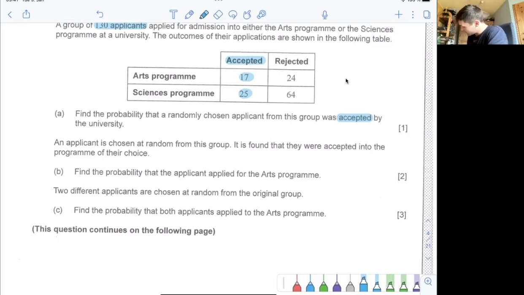So they were accepted. So that's our condition, were accepted. And we've got to find the probability that this accepted applicant applied for the arts program. All right. So we're going to be taking the number of students that were accepted into the arts program, which is 17 here. Okay, so the 17. We're going to divide that by the total number of applicants that were accepted. All right, so let's go bring that down here.